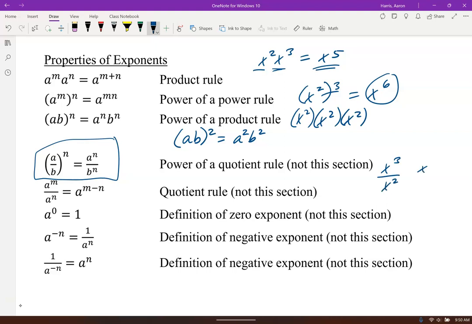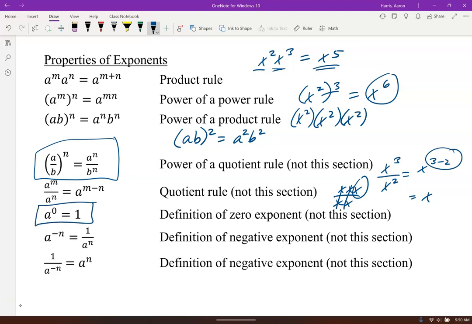Well, there's 3 x's on top and 2 on the bottom. So you're just left with x to the 1 on the top. In other words, x over x. See how you're just left with x to the 1? So you can subtract those powers.